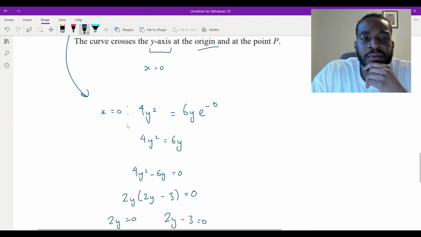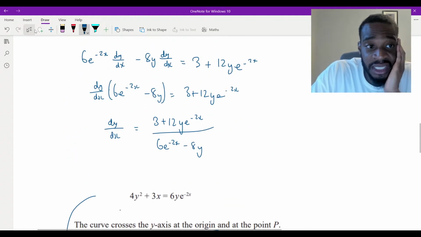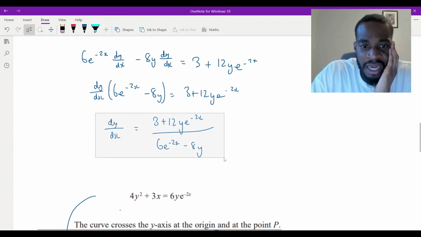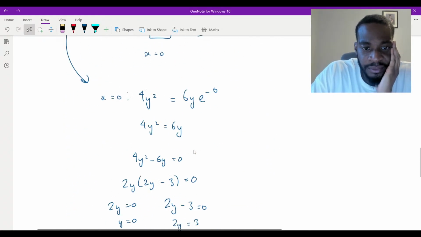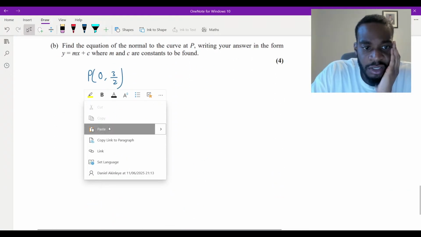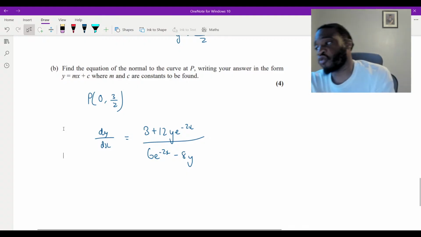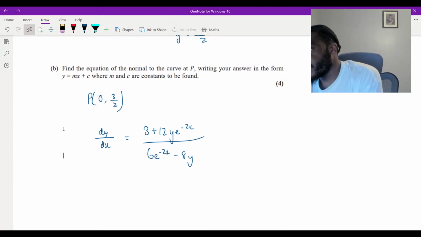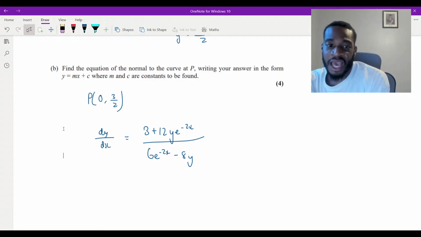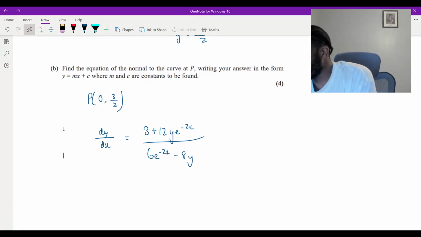We want the normal. So we need the gradient. We need the dy dx, don't we? Because we can get the tangent and normal from that. So I need to plug in the values of x and y into there. Once I plug in, that will give me the tangent gradient. And then once I get that, I can get the normal. Yeah? Okay.